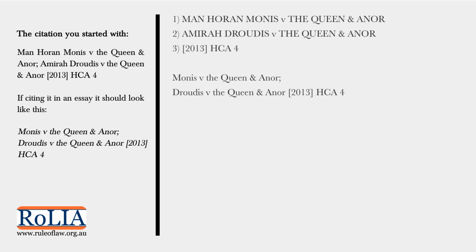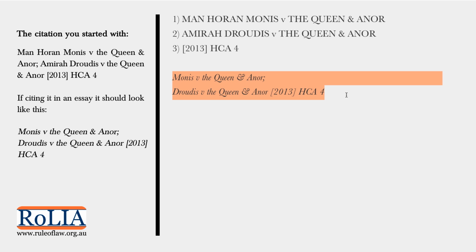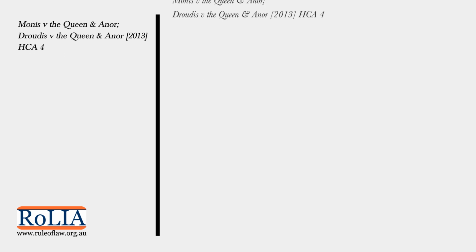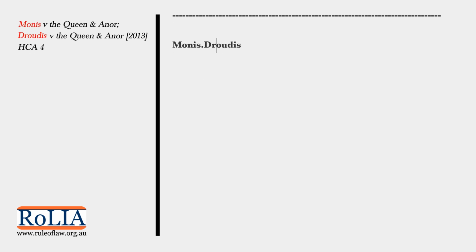You'll also want to get rid of the first names of the parties in the case, so you just want Monis and Drudas there. The next thing that we're going to look at is what does each individual part mean? Who are Monis and Drudas? Monis and Drudas are the people who are bringing the case to the High Court.